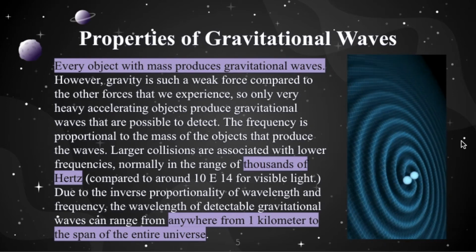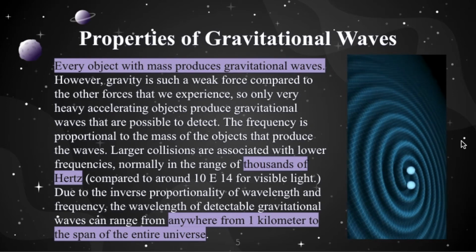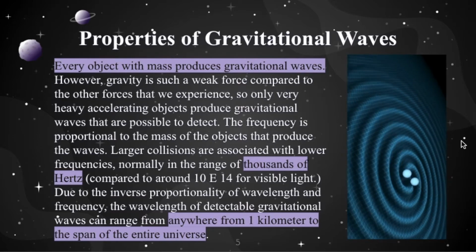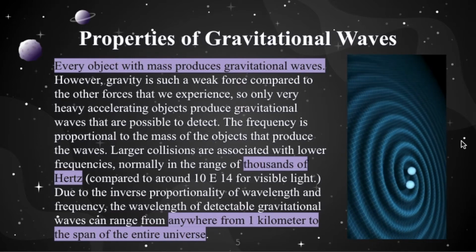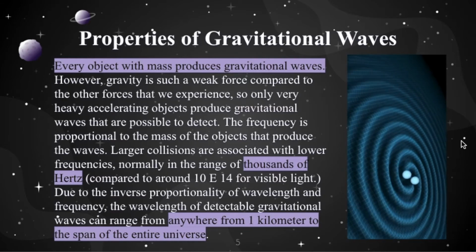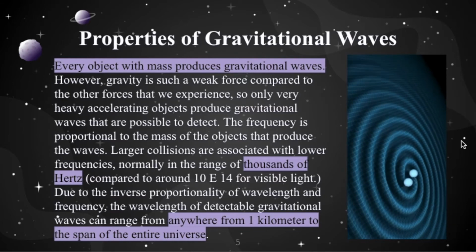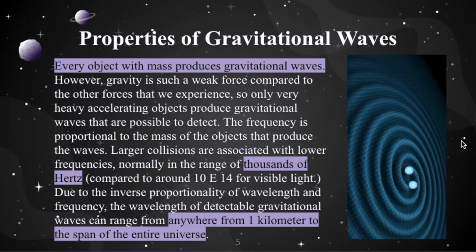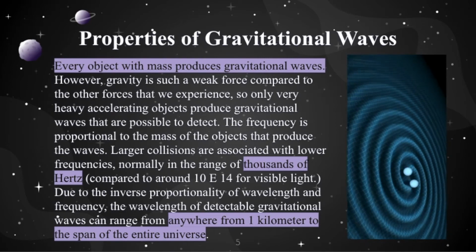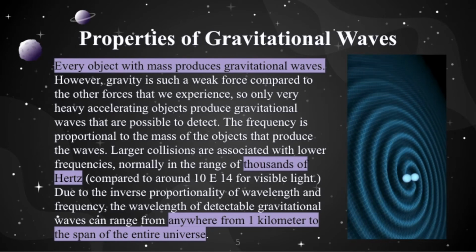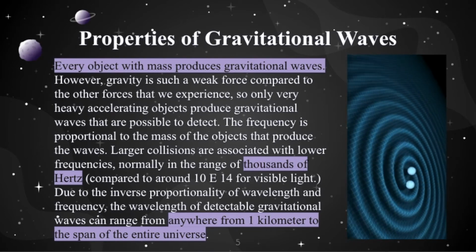Gravitational waves actually are produced by every object with mass. However, gravity is such a weak force compared to the other forces that we experience. So only very heavy, accelerating objects produce detectable gravitational waves. Gravitational waves can have a wavelength of anywhere from 1 kilometer to the span of the entire universe.